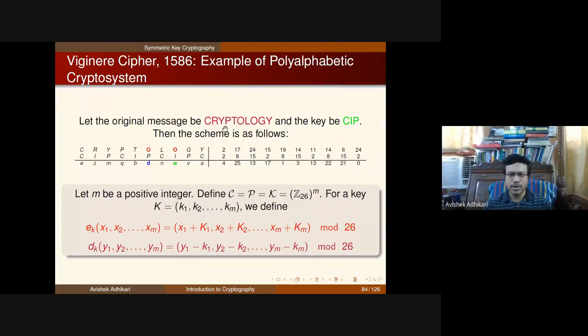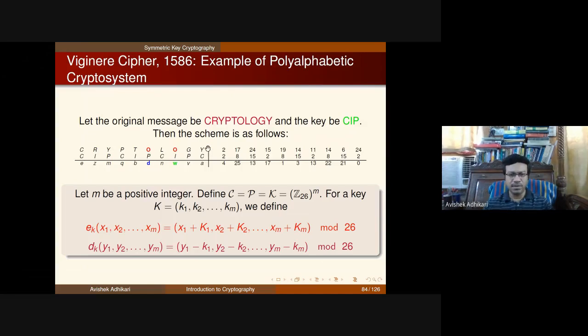How does it work? Suppose cryptology is my original plain text. Now suppose CIP is my key. Let us have a look. I have written cryptology, and the corresponding key I repeat many times, like CIP, then again CIP, then again CIP, and since there is one letter left, I just put C. Now the question is how the ciphertext is made.